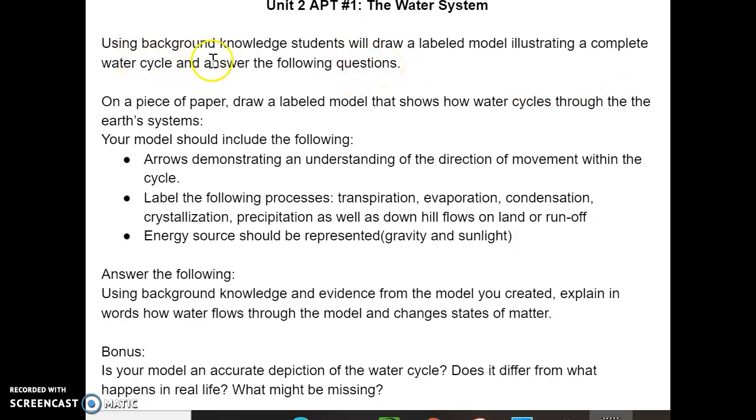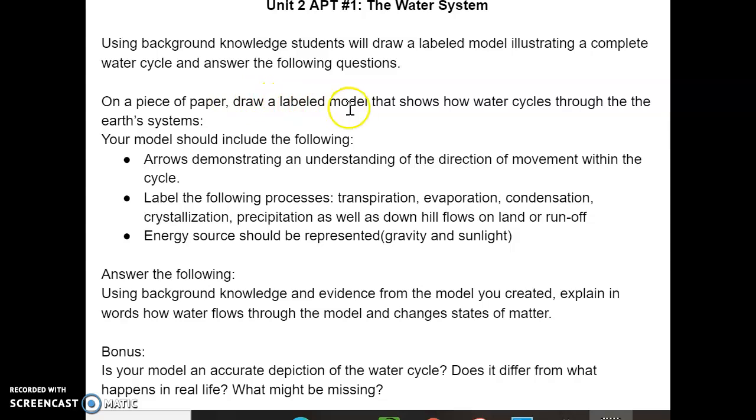So you're going to use your background knowledge and you're going to draw that labeled model illustrating a complete water cycle and answer some questions. So you're going to get a blank piece of paper. If it's graph paper, if it's line paper, I don't care what it is, but I want you to take your time and make it legible. I need to be able to see it and understand it and be able to read it, okay guys?